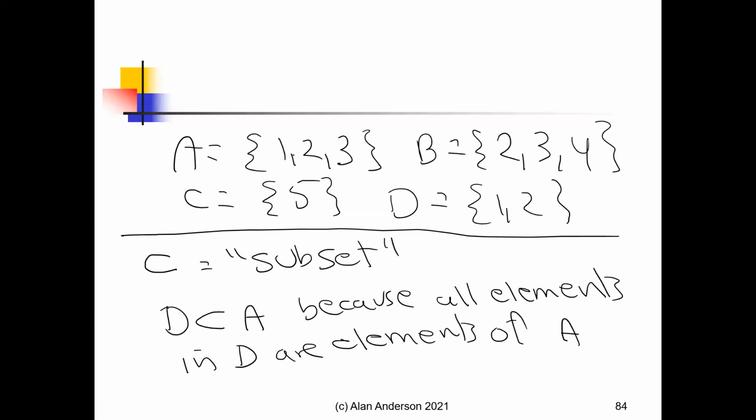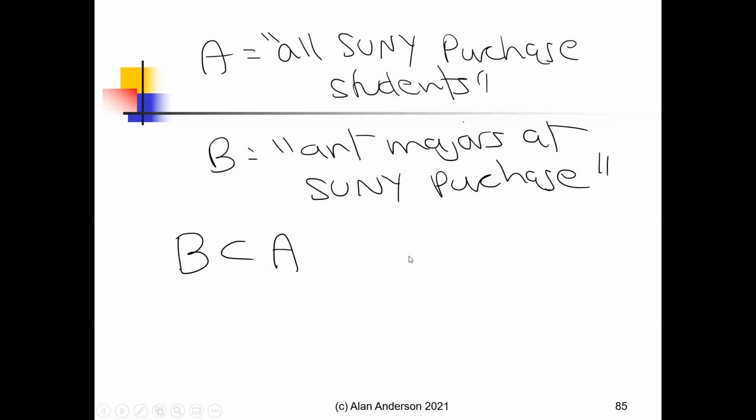But you can make up real world examples of this very easily. For example, the set of all dance majors at SUNY Purchase is a subset of the entire student body. In other words, the dance majors are also SUNY Purchase students. Therefore, they are a subset of the entire student body. Here I chose art majors, whatever. B is a subset of A. B is all the art majors at SUNY Purchase, and A is all the SUNY Purchase students. Therefore, B is a subset of A because all the art majors at SUNY Purchase are also SUNY Purchase students.